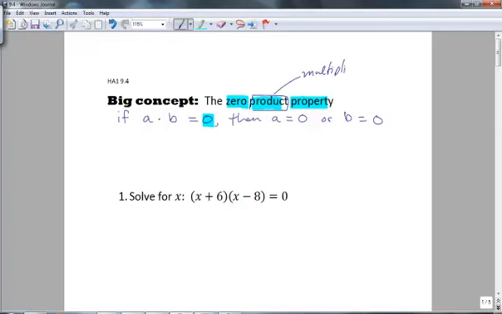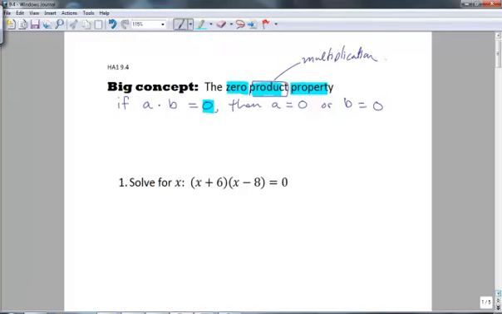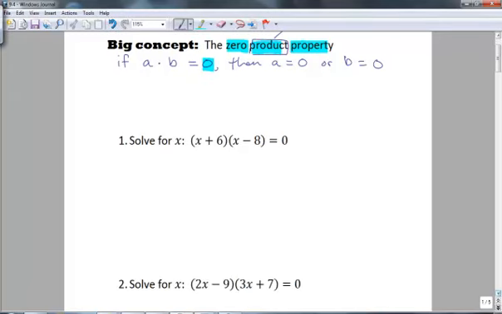And so we're looking at a very specific situation. If you have one factor times another factor, and the product is 0, then either the first factor is 0 or the second factor is 0, or really both could be 0. So we're going to use this zero product property to help us solve a couple of pretty simple equations. So take a look at number 1.